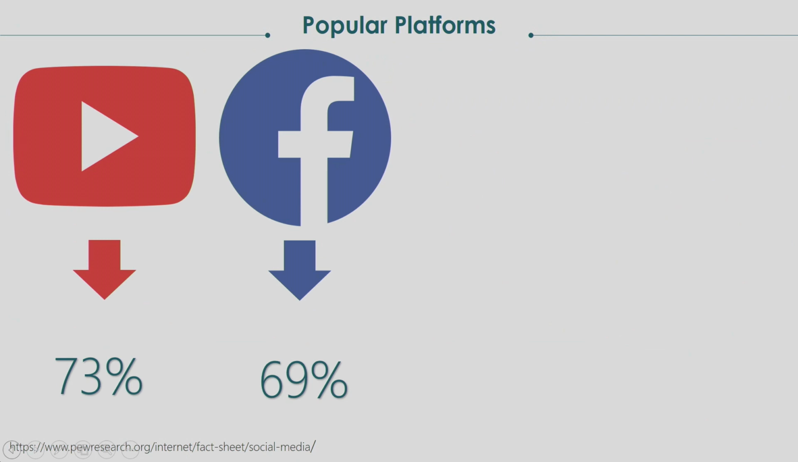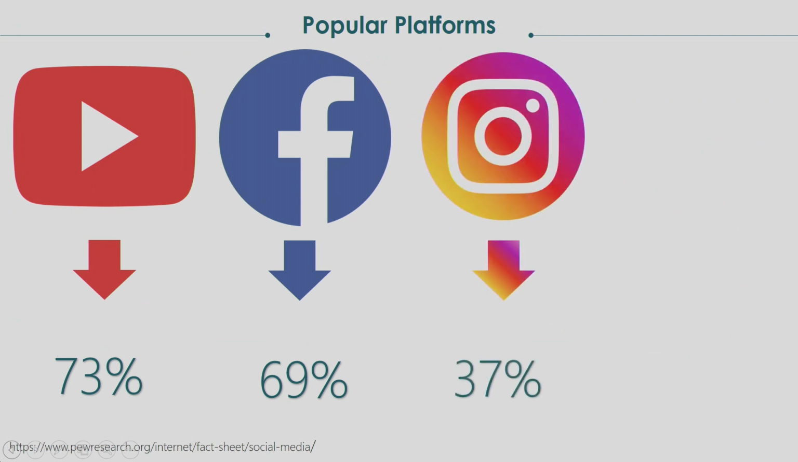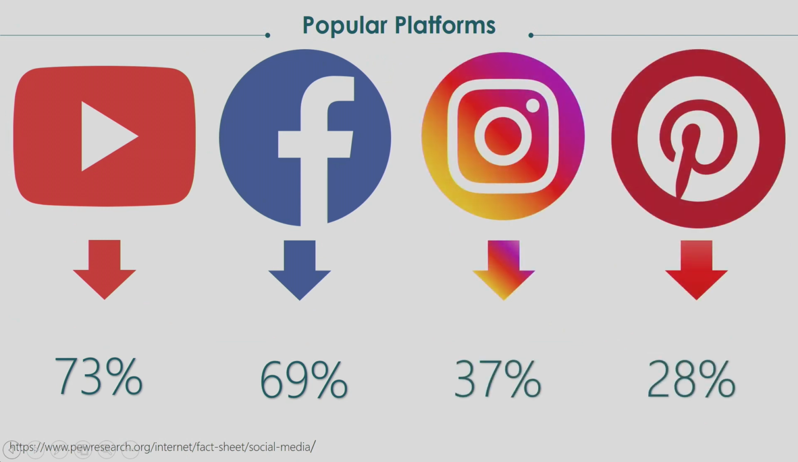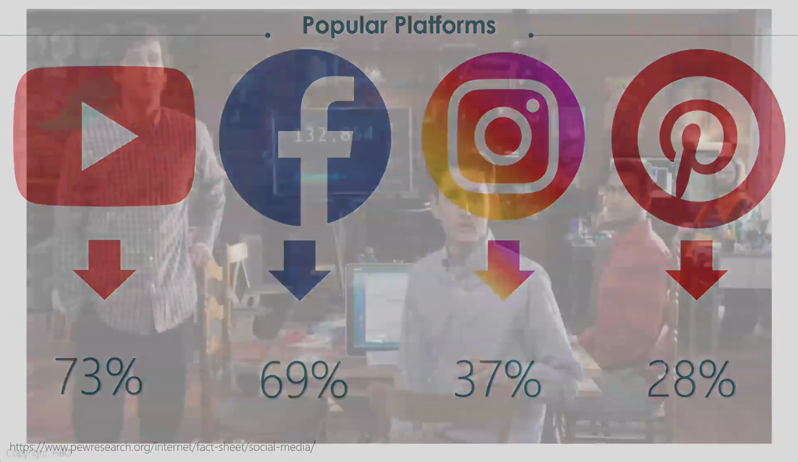And this is not entirely surprising, as YouTube has millions of videos covering almost every topic imaginable, and Facebook has become a household social media platform. And then the next two popular platforms were Instagram, which is owned by Facebook, at 37% of adults using it, and Pinterest with 28% of adults using this platform. So while using general popular platforms is important, there's a little more to it than just choosing popular platforms, and I'll talk about that in a few slides.